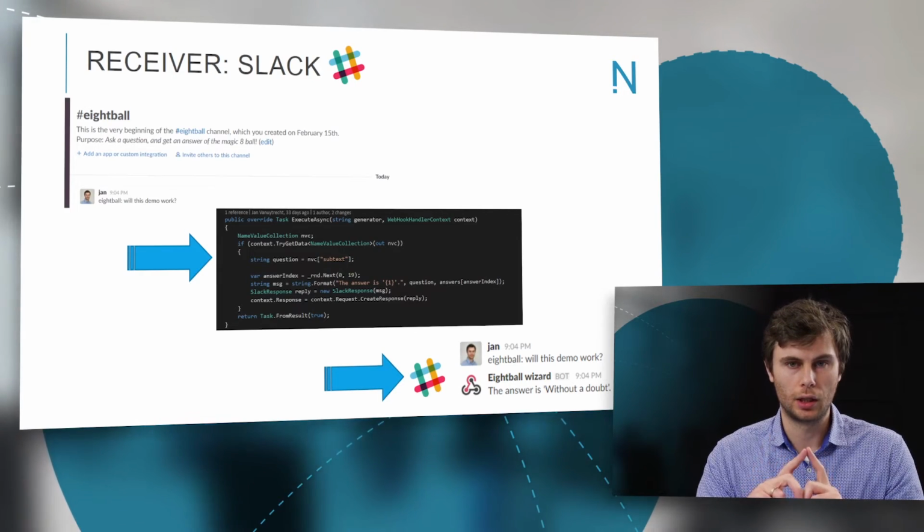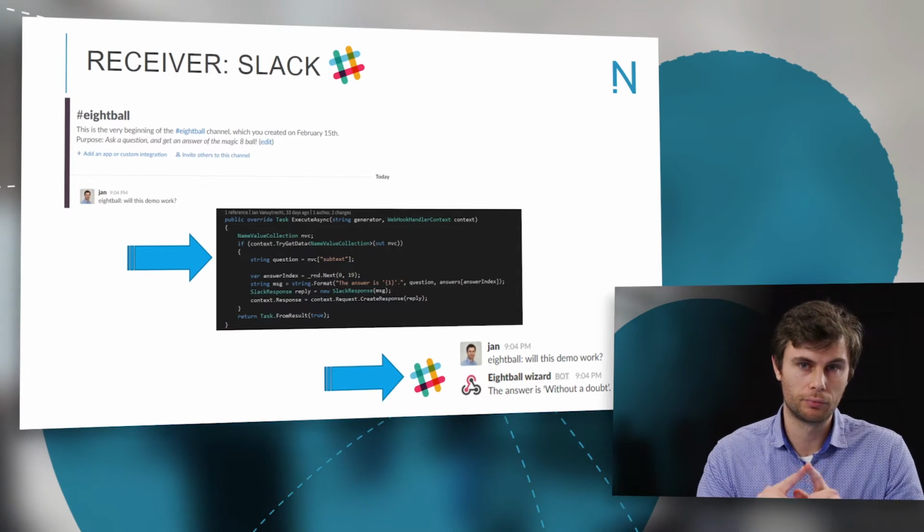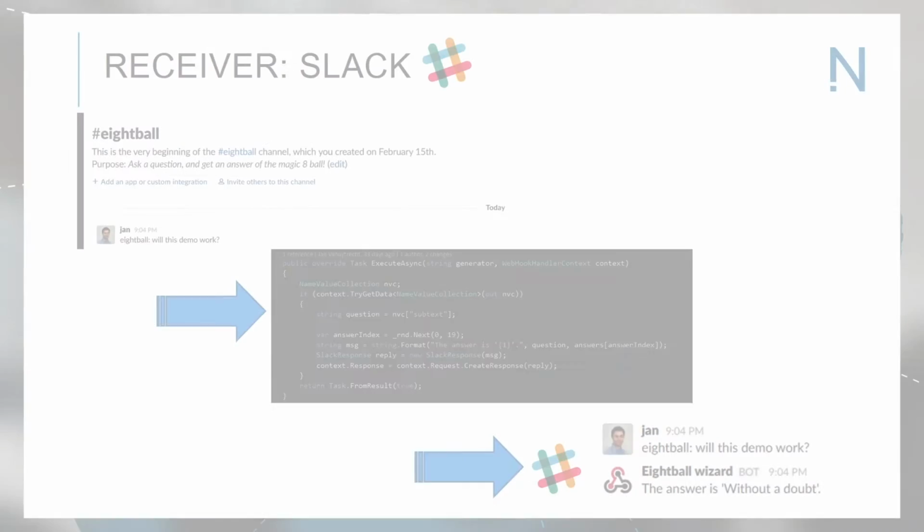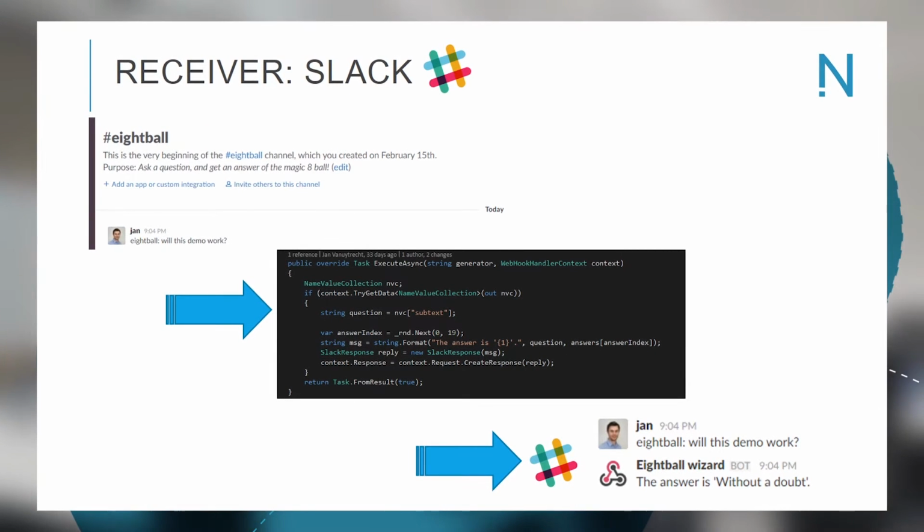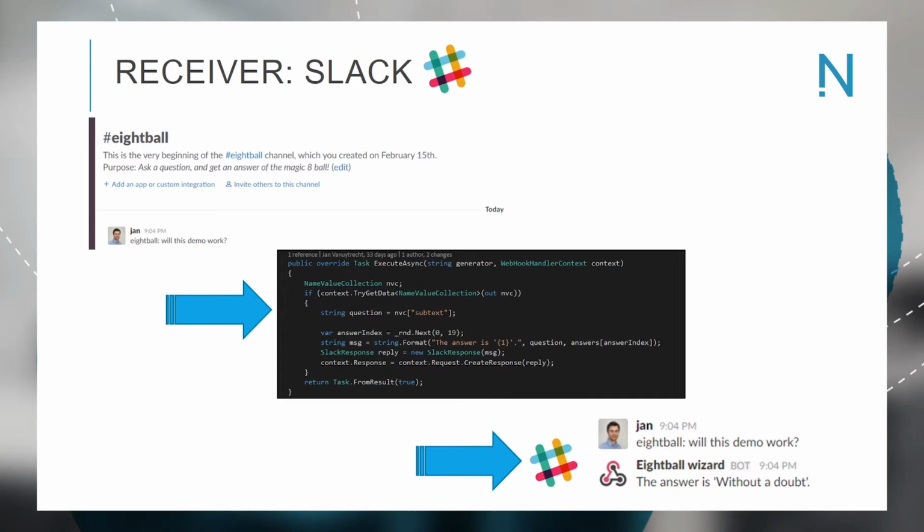So what I will show you now in a demo is that within Slack we will type a command. In this case I took the example of an 8-ball where you shake it, you ask a question, and then it answers you with yes, no, maybe. So if we first start within Slack with saying I want to send something to the 8-ball, some code will be triggered within our API, where we then send back a random message. So within Slack you will see the 8-ball wizard answering with a certain answer.